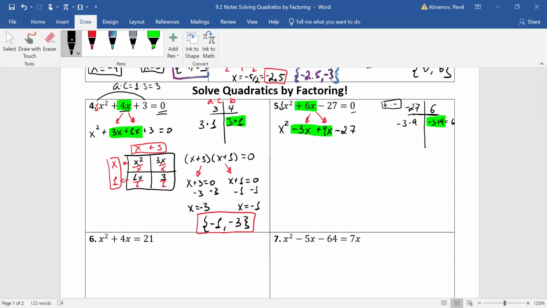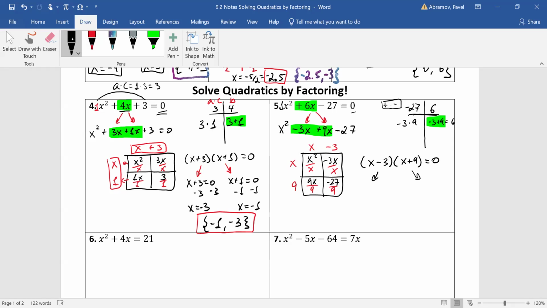Okay, now from here, we're making a box again so we can factor our expression. So we have x squared, negative 3x, 9x, and negative 27. And now factor out the common factors. In the first row, the common factor is x, and we divide everything by x to get x and then negative 3. In the second row, the greatest common factor is 9, so we divide everything by 9 to double check ourselves, and we do get x and negative 3 again. So our factored form will be x minus 3 times x plus 9. And remember, this is still equal to 0.